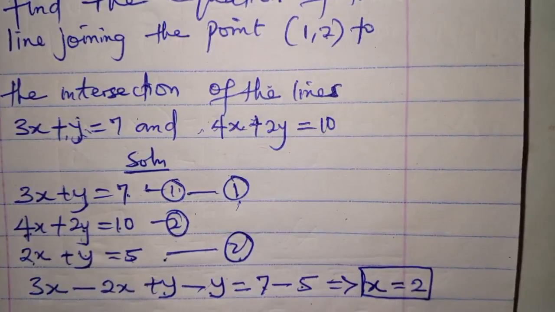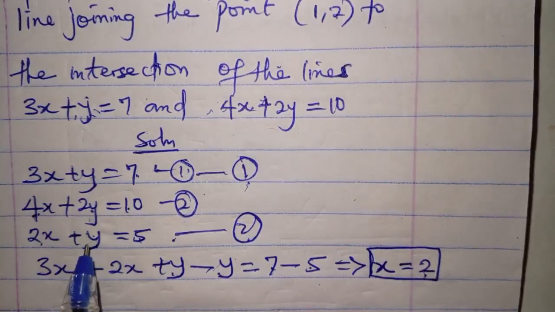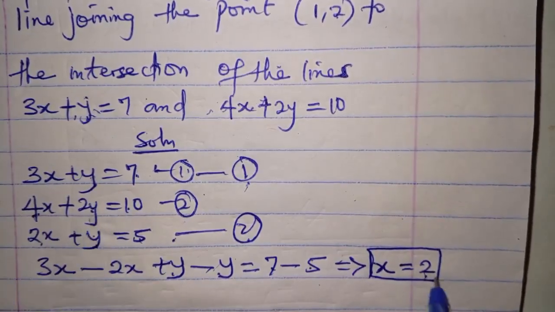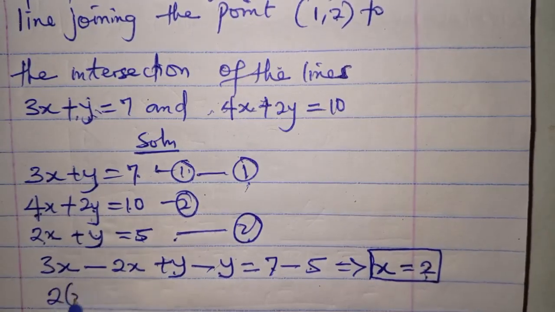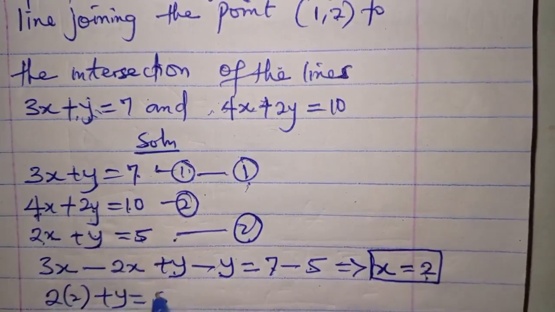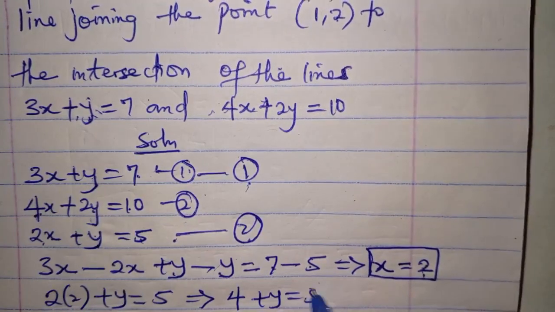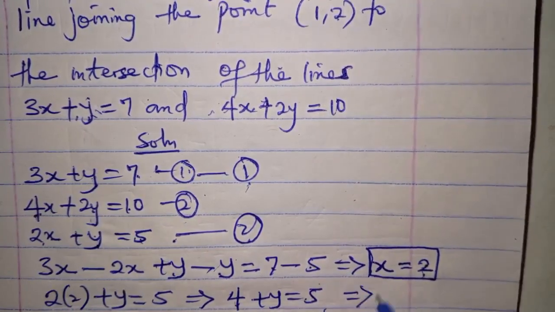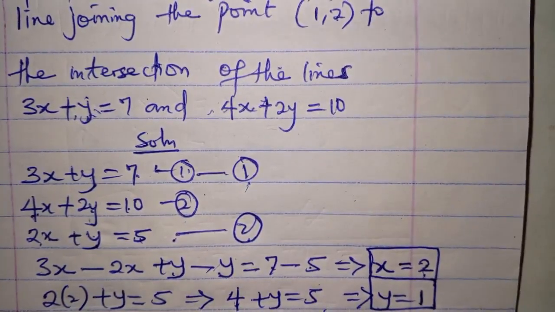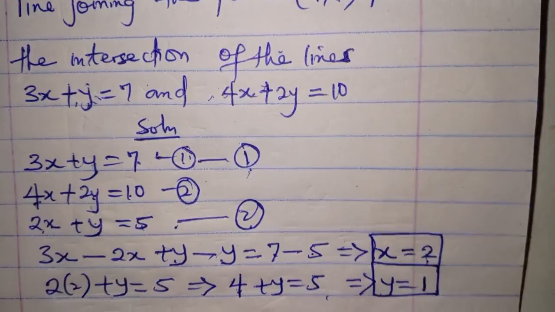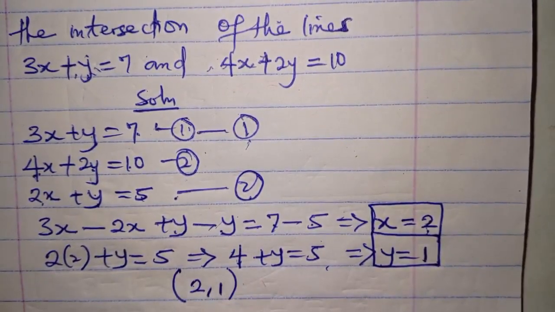What is y when x is equal to 2? It's just to substitute 2 for x into any of the equations, 1 or 2, to get y. So if I plug in 2 for x in equation 2, it will be 2 times 2 plus y equal to 5. Right? 2 times 2 is 4. So 4 crosses and we have y equal to 1. So x is equal to 2, y is equal to 1. So the point of intersection of the two lines is this, 2, 1.